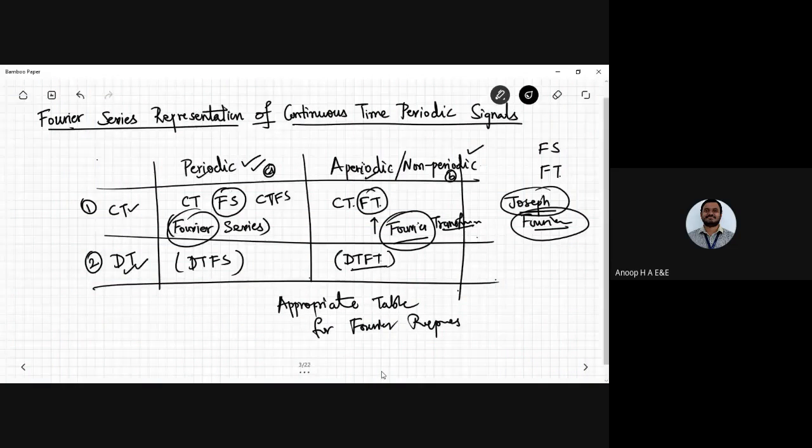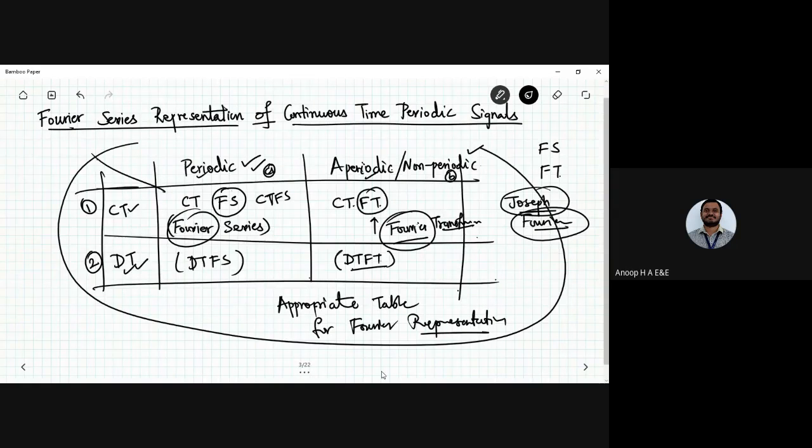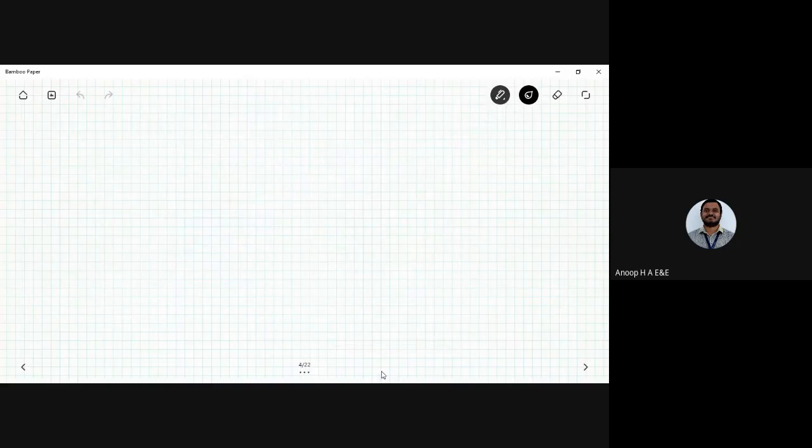We have to keep these things in mind, and then we can easily analyze the system. We will know whether the Fourier series has to be applied or the Fourier transform. Making use of this table, it would be quite easy for you to analyze whether you will be going for the Fourier series or the Fourier transforms. Now I'll show you the Fourier series representation of the continuous time signal. So let us start.